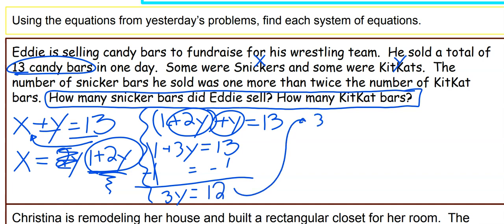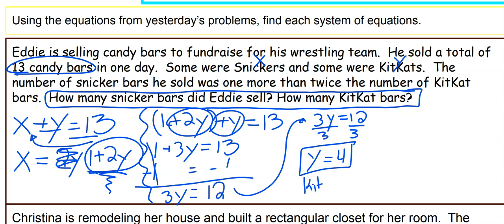So now I have 3Y equals 12. How do I get the Y by itself? Divide by 3. So now I get Y equals, what's 12 divided by 3? 4. So there's my first answer. We do know that the Y represents what? Kit Kat bars, so Y equals 4 Kit Kats.